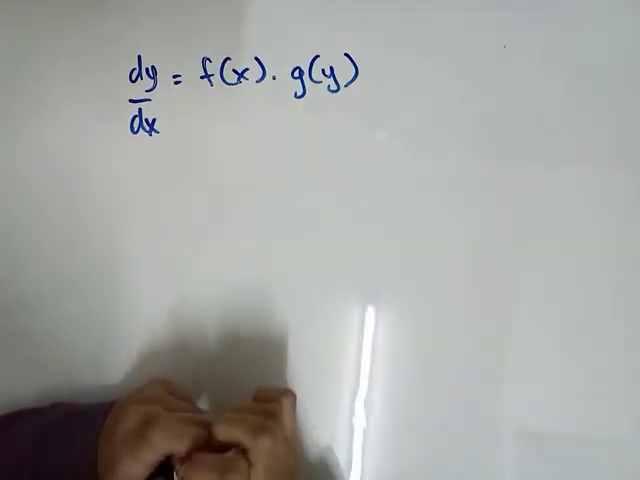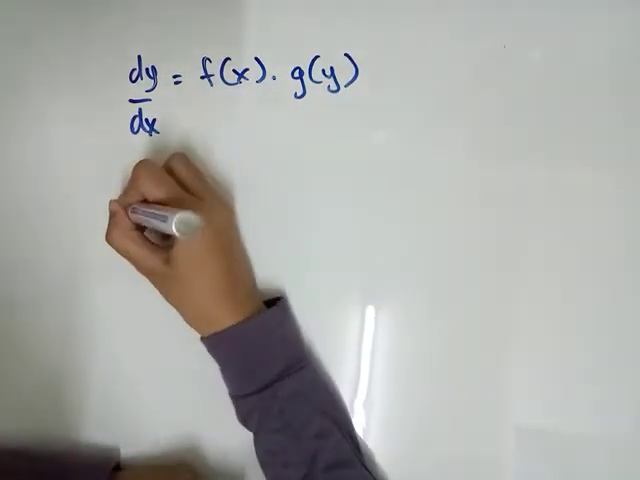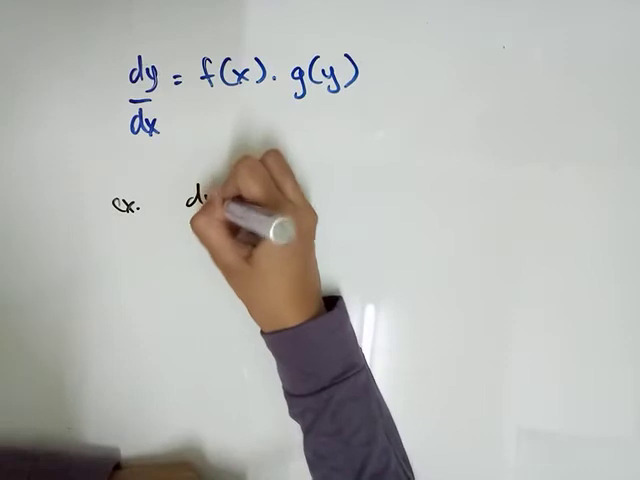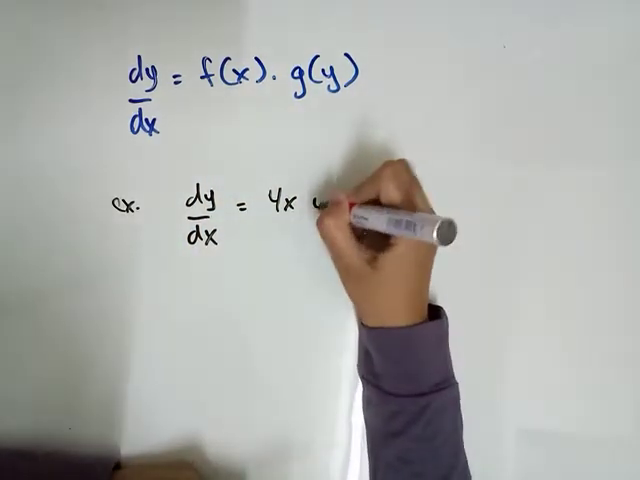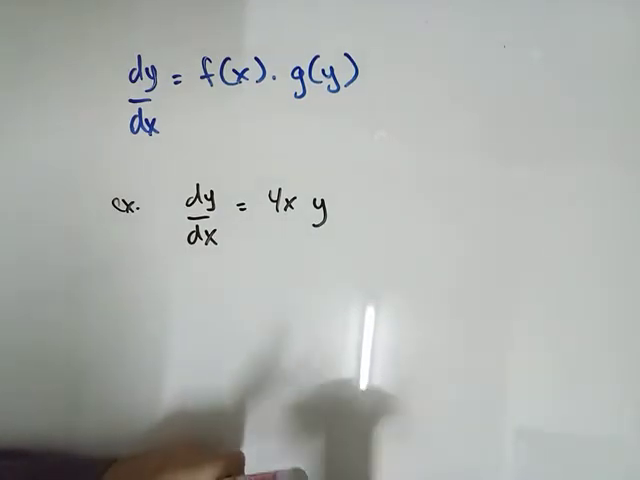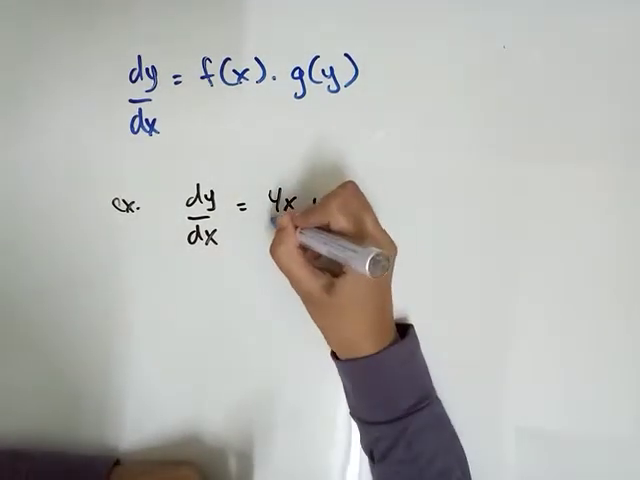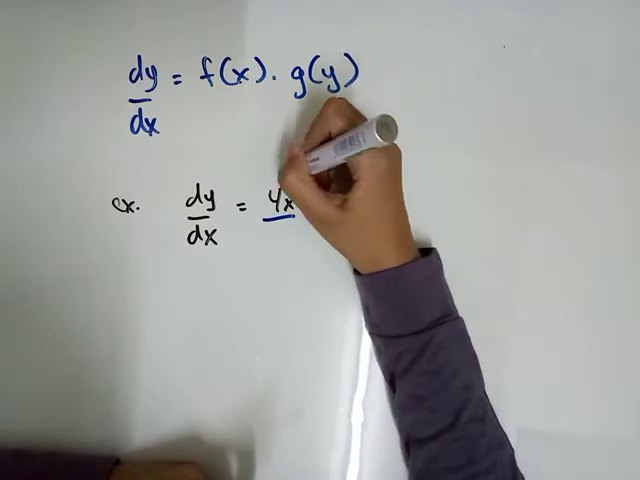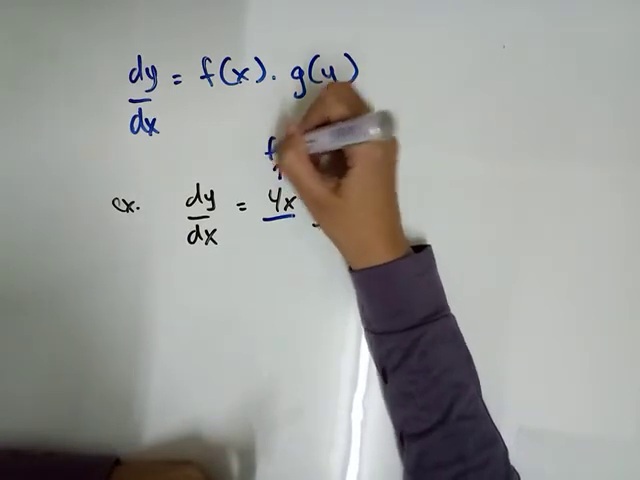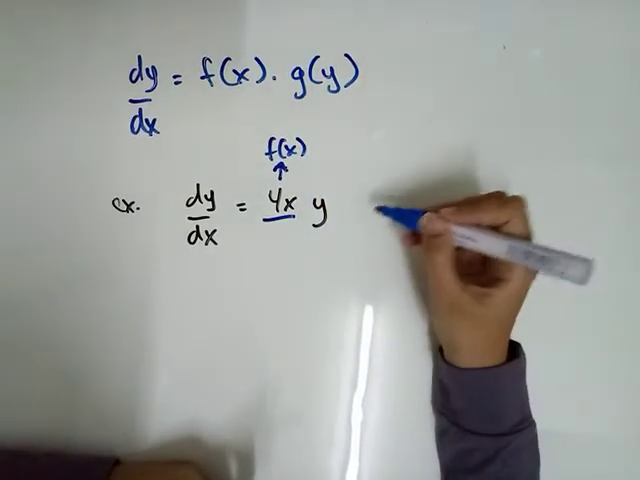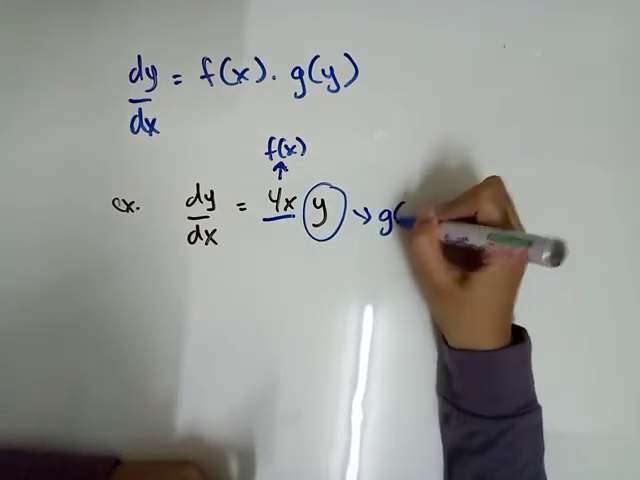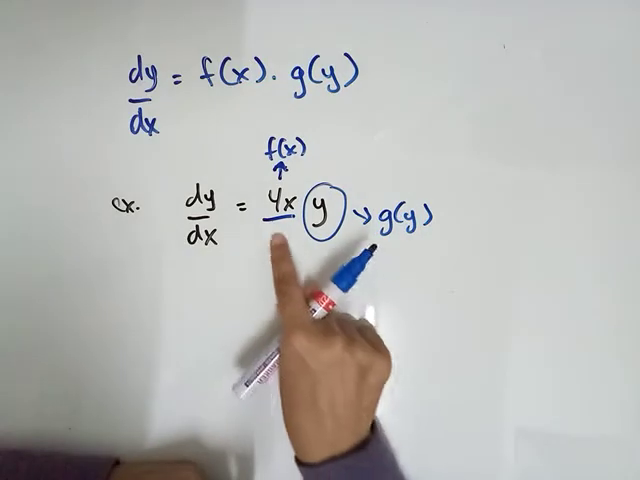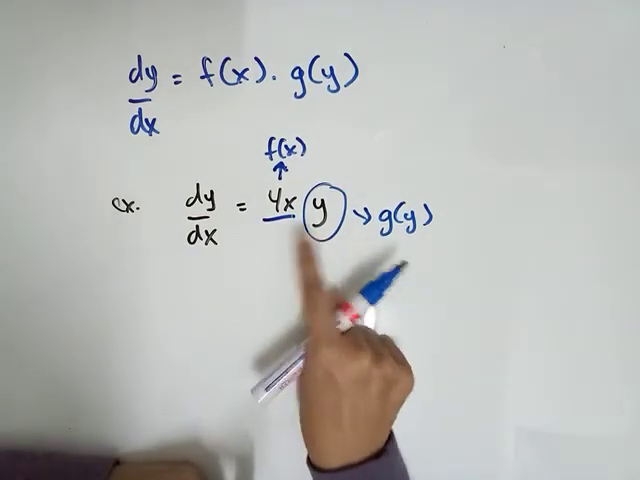Okay, for example, dy over dx equals 4xy. So we know that 4x is f(x). For y, it is g(y). Okay, we have two separable variables here.